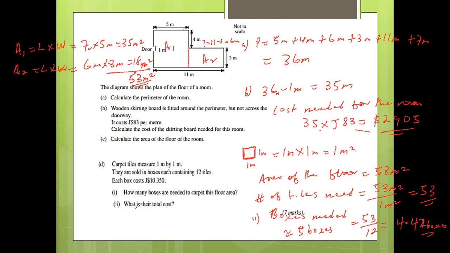Then the last question, what is the total cost? What will you do? So you multiply by the 10,000.